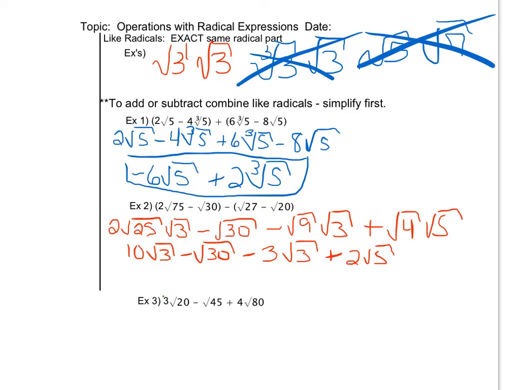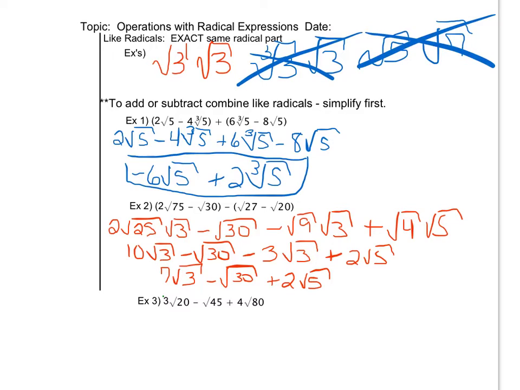Now from here I check for like terms. I see I have one pair of like terms, or like radical parts, that I can put together. 10 square root of 3 and minus 3 square root of 3 becomes 7 square root of 3. I have to leave the minus square root of 30 since there are no other radical 30s. I also have to leave the 2 square root of 5 since there are no other radical 5s.